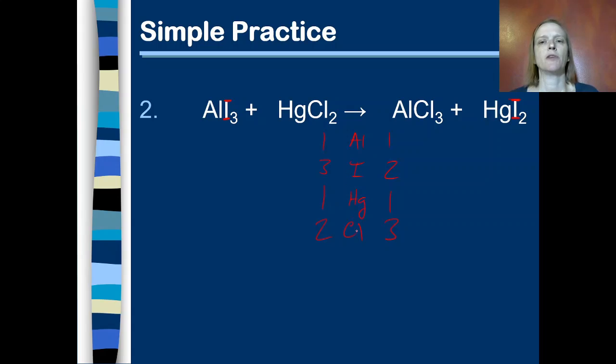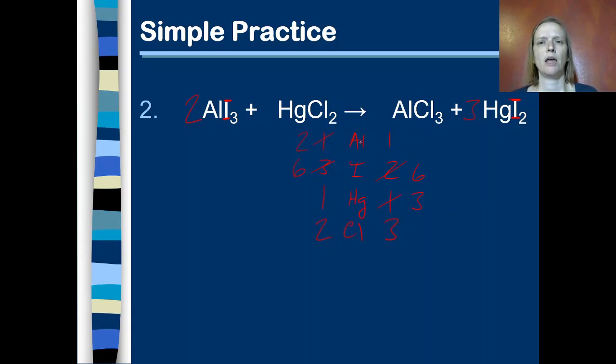Not balanced in terms of iodines or in terms of chlorines. Again, with the numbers 2 and 3, the least common multiple is 6, so that's the target number I'm aiming for. I need 2 here, so I'm going to update my numbers. And now I want to balance the iodines over here, so I'm going to write a 3 there. So now I've got 3 mercuries and 6 iodines.